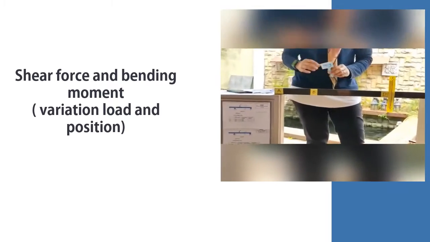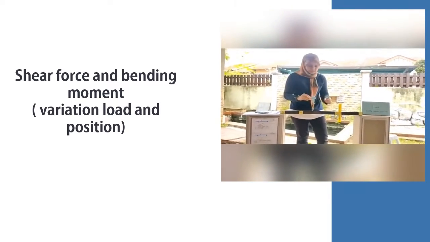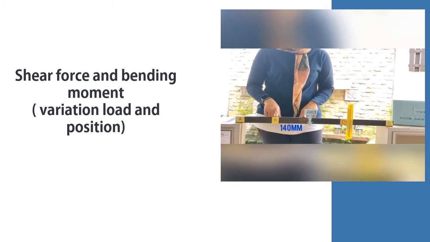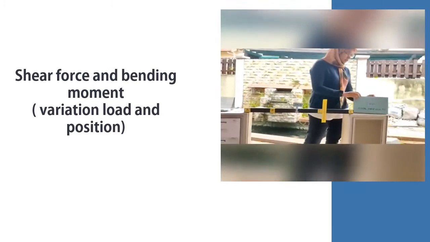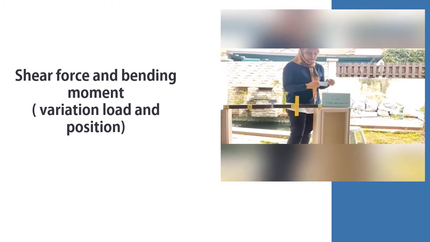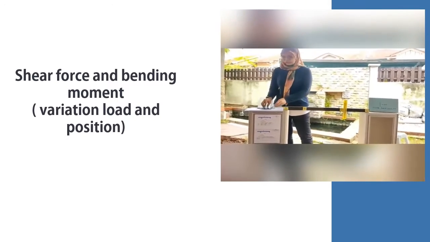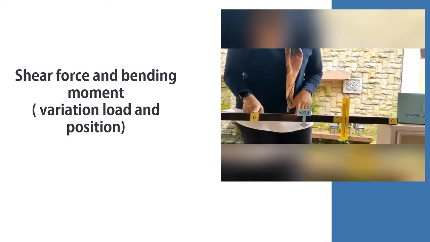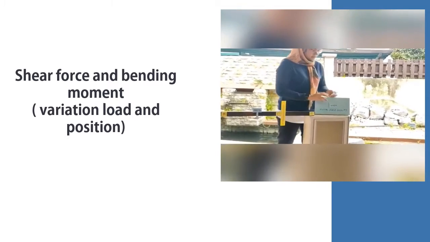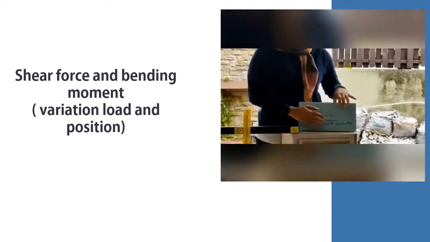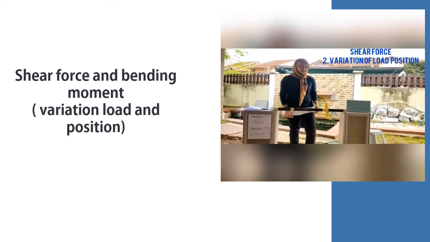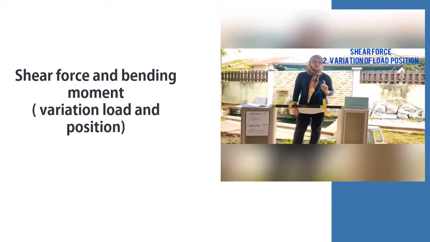Then we put the 200 gram mass between B and D here, 140 mm from point B, and the reading here is 0.6 Newton. After that, we change it to the mass of 300 grams. Here, we hang it 140 mm from point B, and the value is 0.9 Newton.